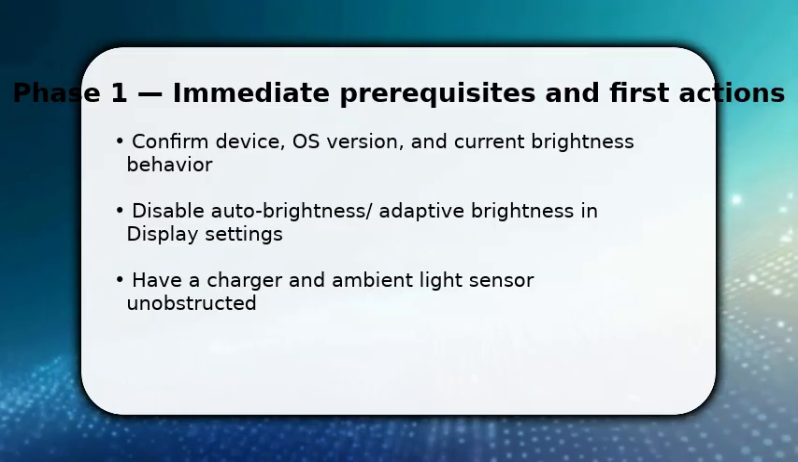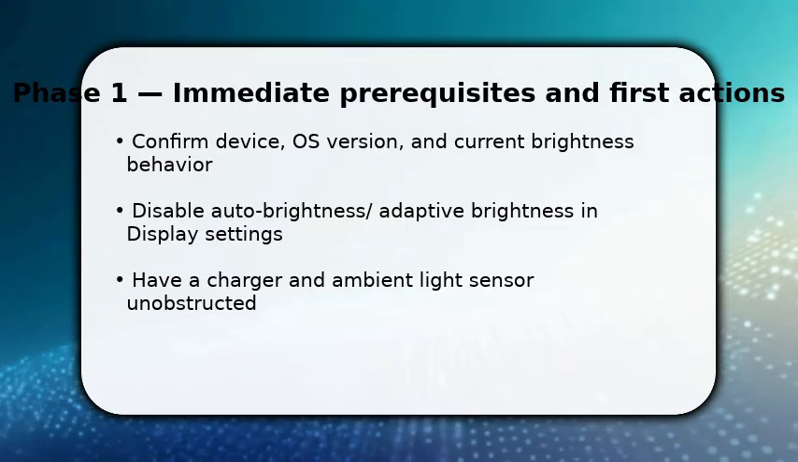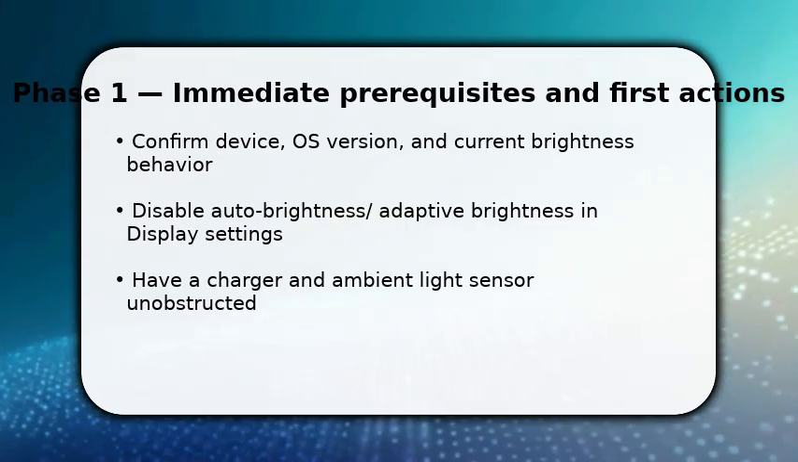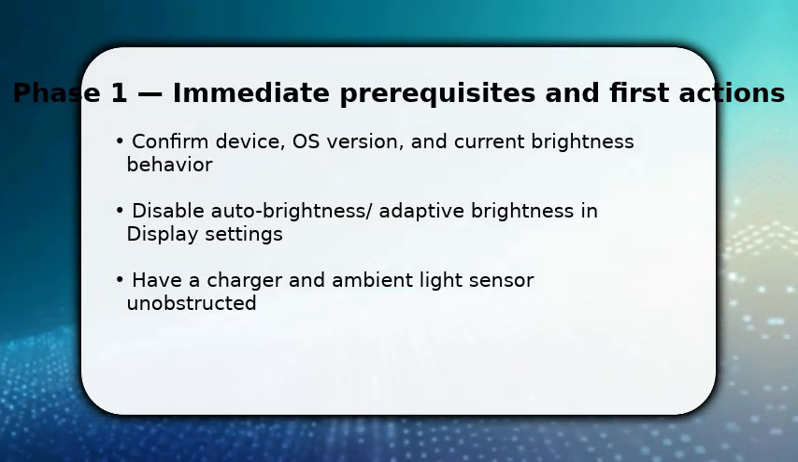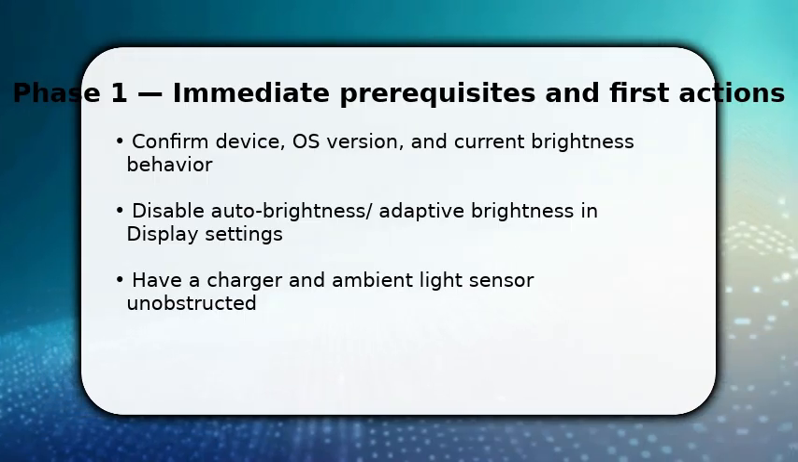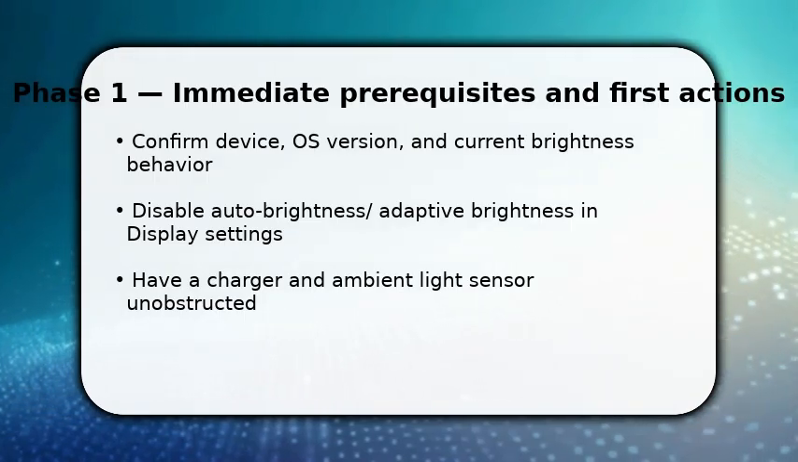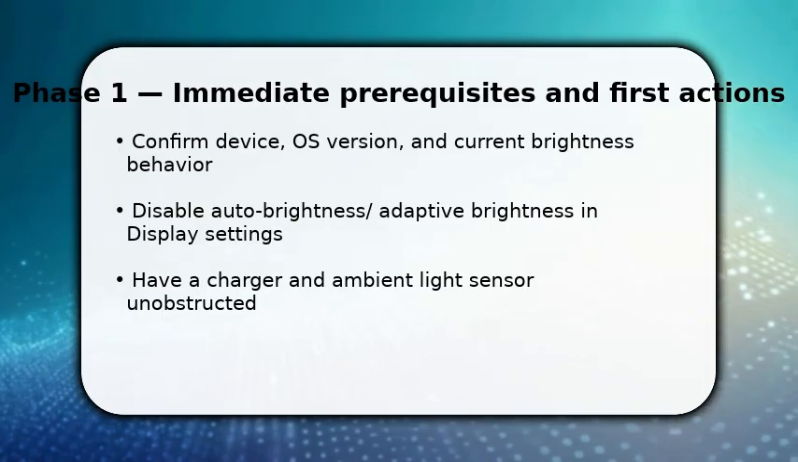You need to act now. Check device model and OS version so you pick the right path. Open display or settings and locate adaptive or auto brightness. Once found, toggle it off. This stops the system from changing brightness based on ambient light.